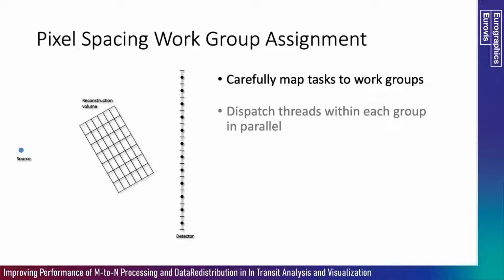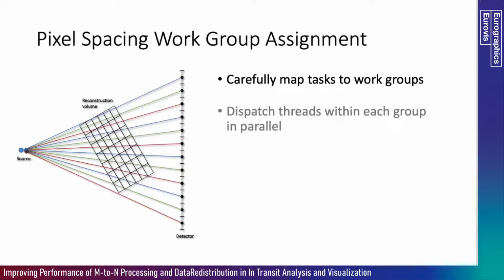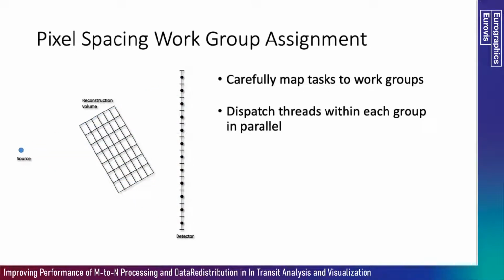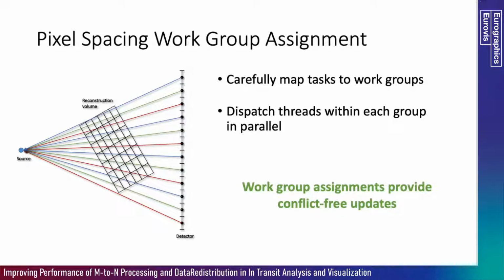Armed with these assignment strategies, then, parallel back projection with the pixel spacing workgroup assignment carefully maps tasks to workgroups. And then it dispatches each workgroup to distribute ray sums to the voxels traversed by the rays through each detector pixel, ultimately providing conflict-free voxel updates. And it does so by construction.